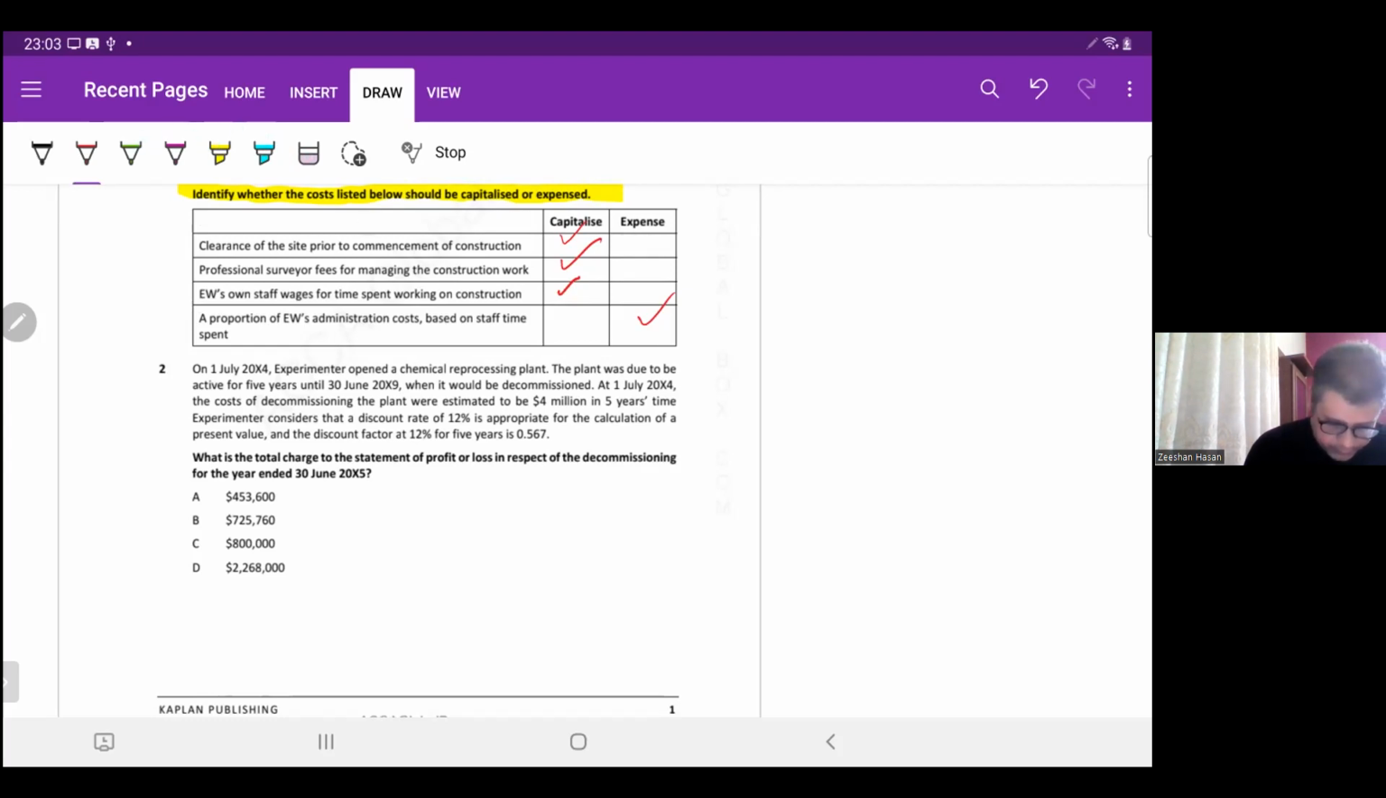in respect of the decommissioning for the year ended 30th June X5? The cost of decommissioning is assumed to be an obligation for an entity, and the amount should be included in the cost of the asset when it is first recognized on 1st July X4. So the amount to include in the cost of the asset for decommissioning cost is the present value of the expected future decommissioning cost.